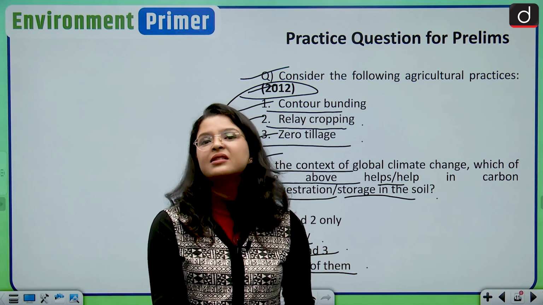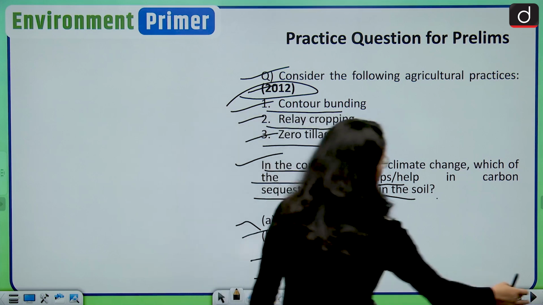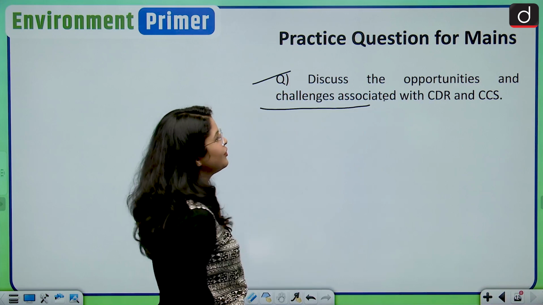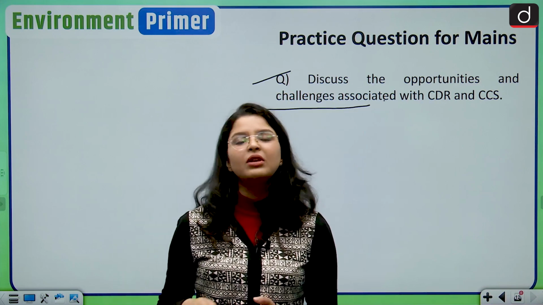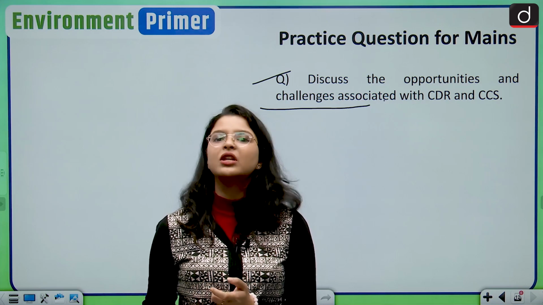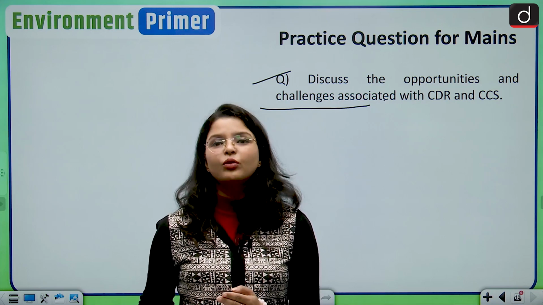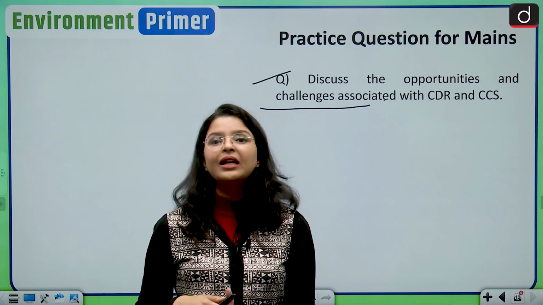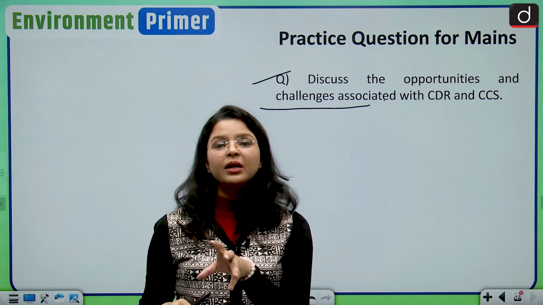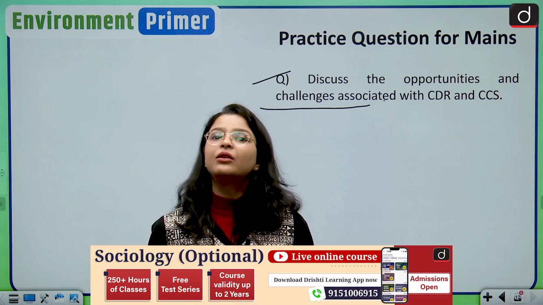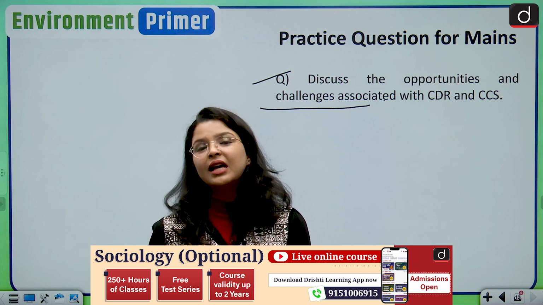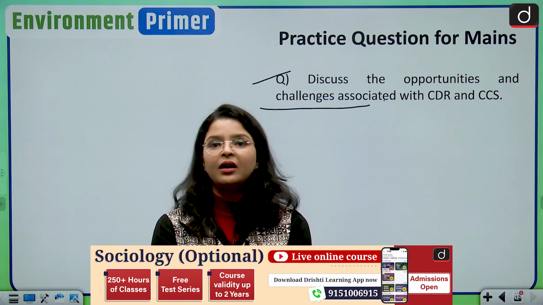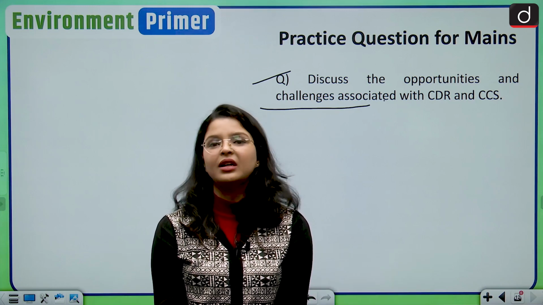Now let us see a practice question for your mains examination. The question is, discuss the opportunities and challenges associated with CDR and CCS. Firstly, you will explain these techniques, what CCS is and what CDR is. Then you will write what the opportunities associated with them are. Yes, they are very effective. They definitely limit the emissions. They target the emissions not at their source only, but once the emissions have already occurred in the atmosphere as well. So definitely it is very important in mitigating the emissions and achieving net zero emission targets by 2050.